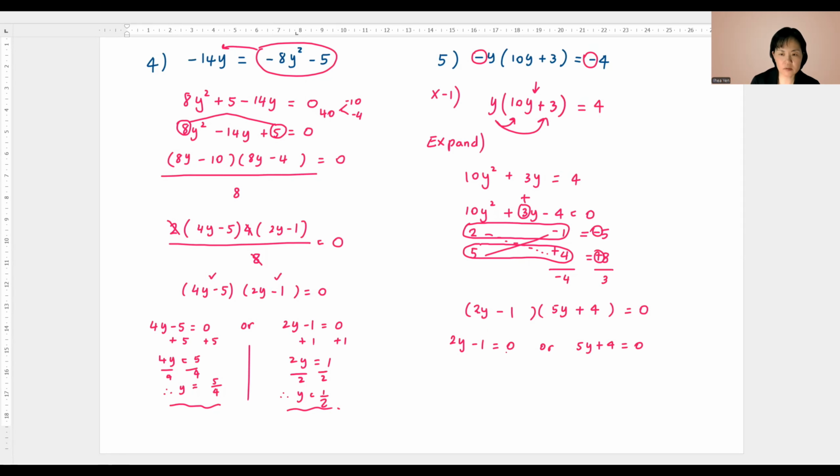So one of them has to be 0. We don't know which one, so we're just going to assume either one of them. I'm going to move -1 to the other side, becomes 2y equals 1, and divided by 2 on both sides, y equals half. And then same thing, I'm going to move +4 to the other side, so 5y equals -4, and I'm going to divide by 5 on both sides. It'll be -4 over 5. So that will be my answer.